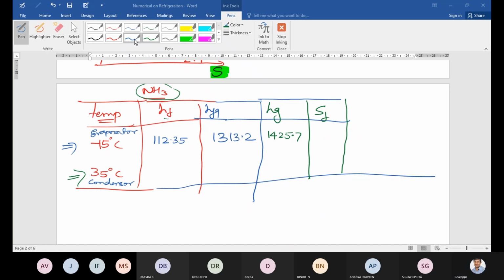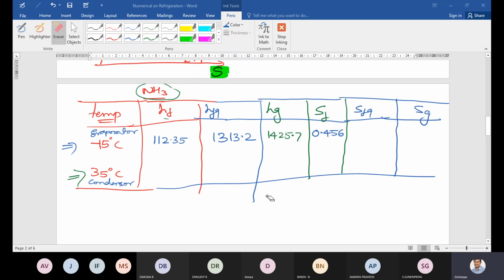Please help me to write the value of SF. 0.45685. Next, SFG. SF will not be 0. Minus 0.456. Which value, ma'am? SFG is how much? 5.0884. SG.